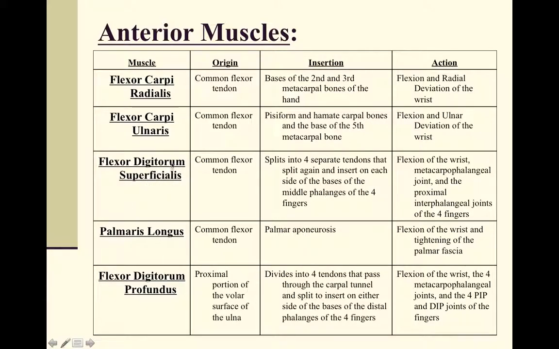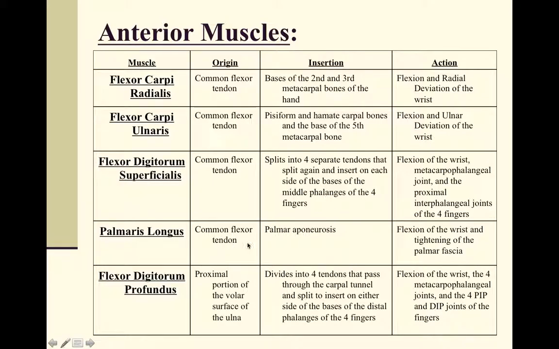Flexor digitorum, again, digits meaning fingers, it's going to split actually into 4 tendons, okay, and then split again and go on either side of the bases of the 4 fingers. So it does flex the wrist, which is why we're talking about it here. It also flexes your MCP joints and your PIP joints, okay, but it does not go all the way down to the DIP joints. We have a different muscle that does that.